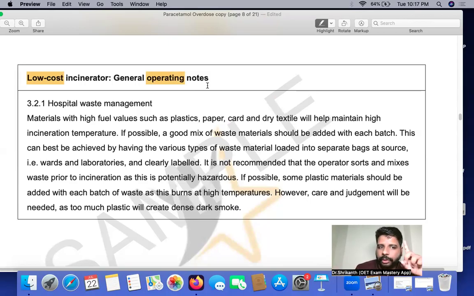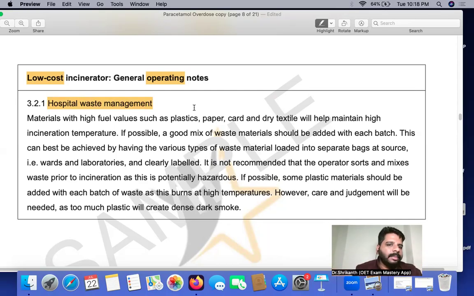That is your duty. So you're reading with an aim. You're reading with an intention. That is the difference over here. So we have one particular heading, hospital waste management. So when hospitals generate a lot of waste, some of the waste we actually burn. We burn them in incinerators.